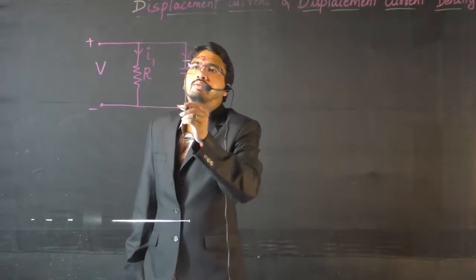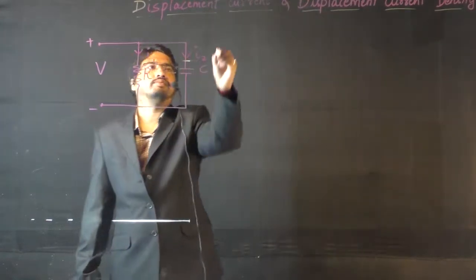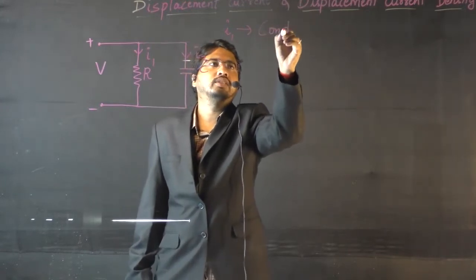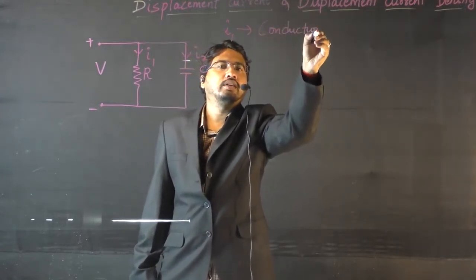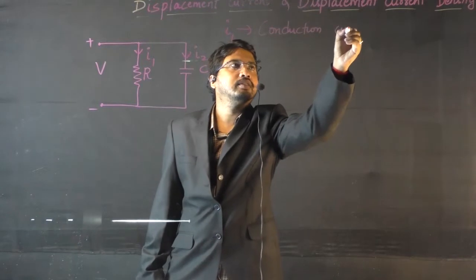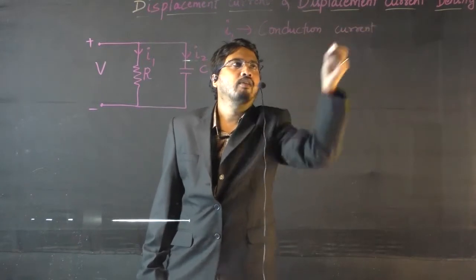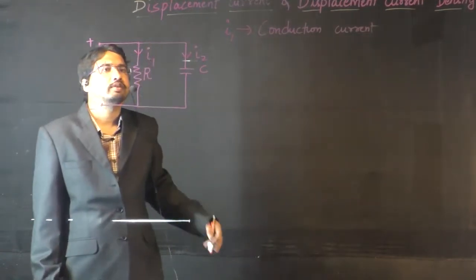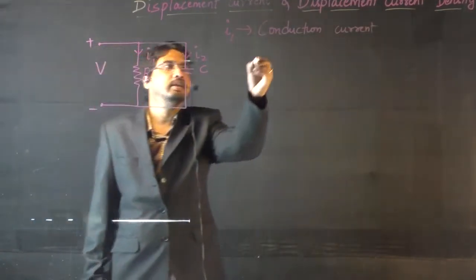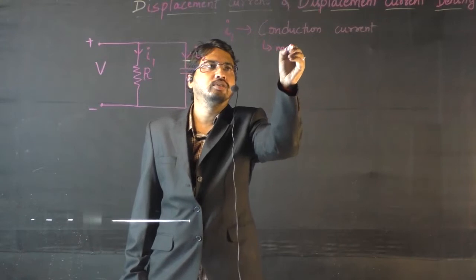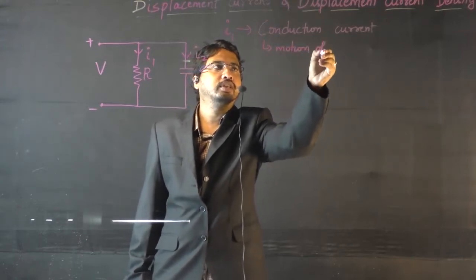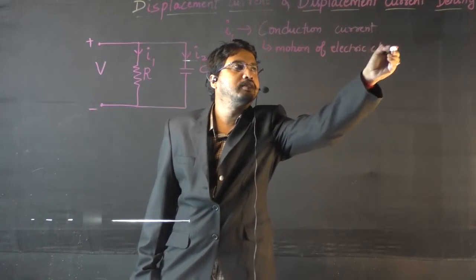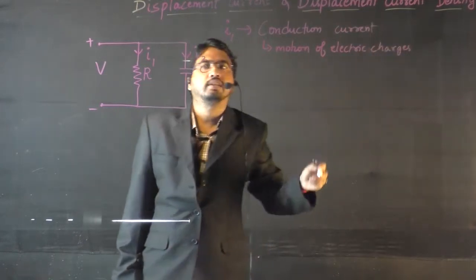Now the current that is flowing in this resistor is called conduction current, because this current is due to the actual motion of the charges, normal current. This current is due to the actual motion of the electric charges. So that's why it is simply called conduction current.